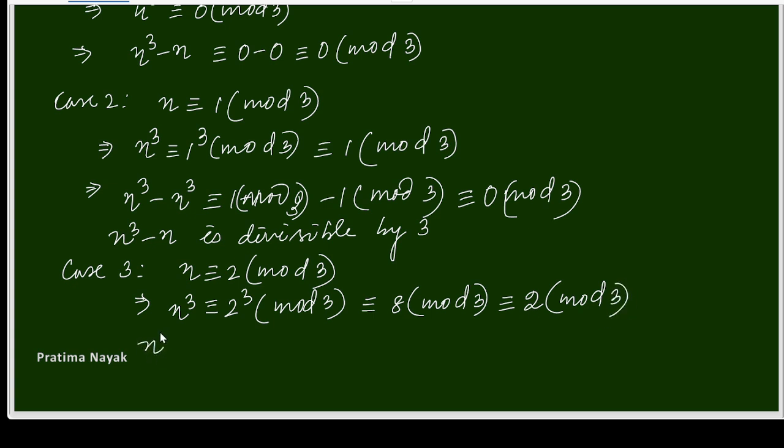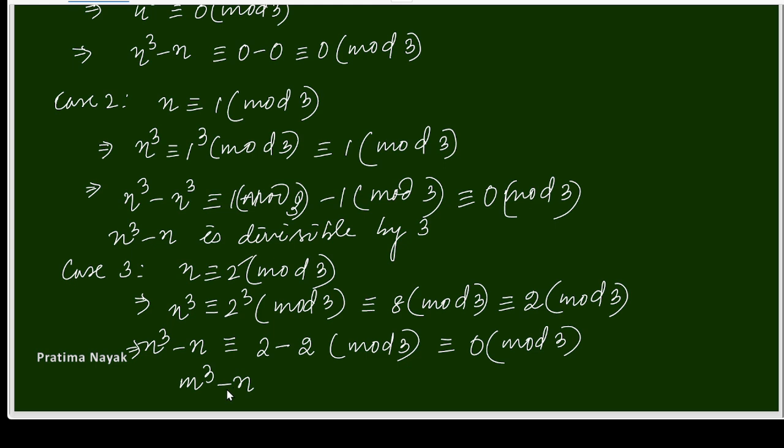So n cube minus n is congruent to 2 minus 2. Here n is 2 again, and this n cube is also 2. So 2 minus 2 modulo 3 is 0 modulo 3. So n cube minus n is divisible by 3.